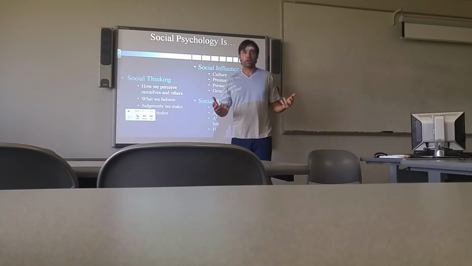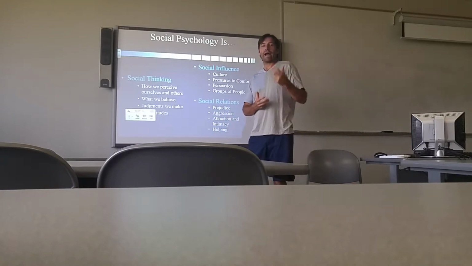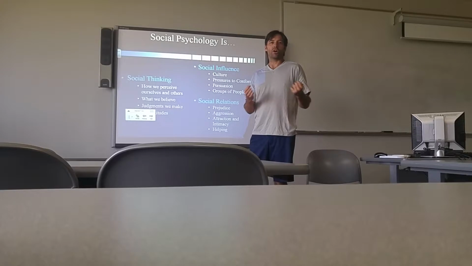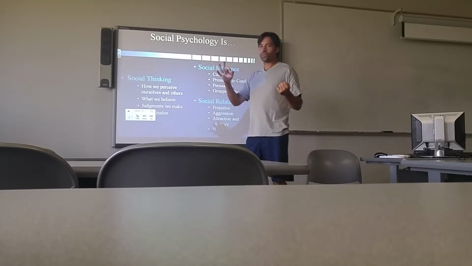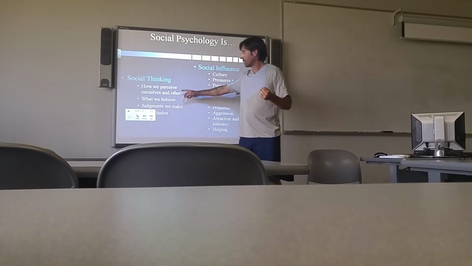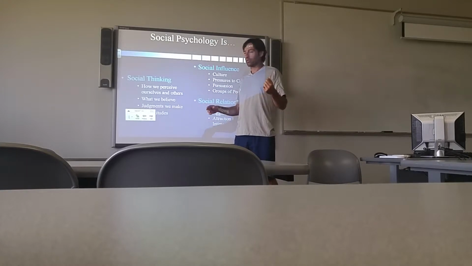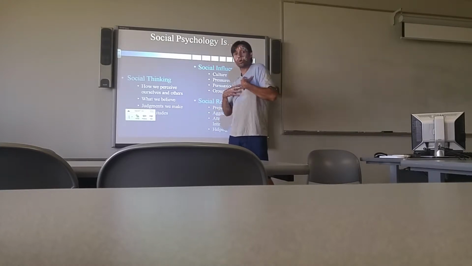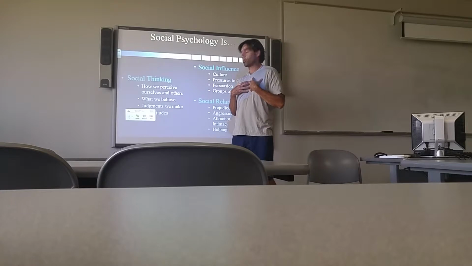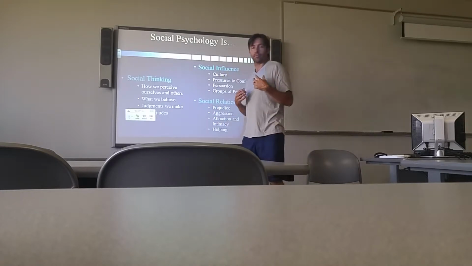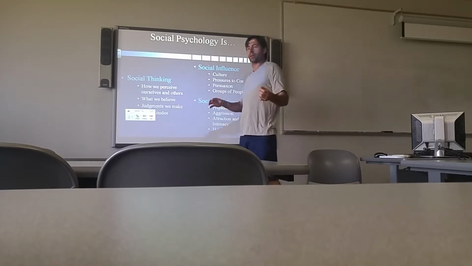And the way our text has this bracketed down, it helps us to understand really three things. Social thinking, how we perceive ourselves and others. When we think about ourselves, what do we believe? Judgments we make and attitudes we have. Us, the me part of it.